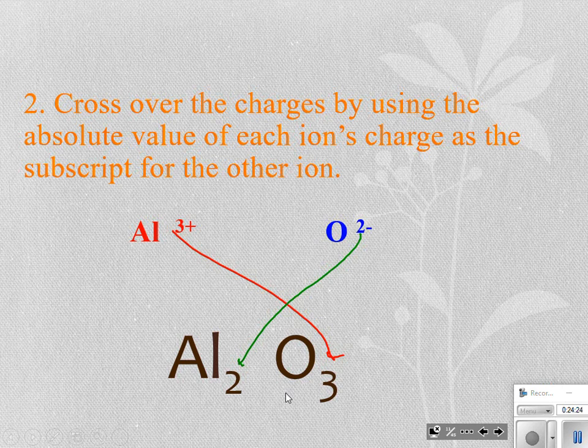Now, this is the crossover method. I don't like using that, like I said. What I do is I just look at those charges here, and I see a 3 and a 2, and I say, okay, what's my lowest common multiple? 6. I take them both to 6s. So I know that I'm going to need 2 aluminums to get to 6, and I'm going to need 3 oxygens to get to 6. That's the way I like to do it, but the crossing over method can be beneficial. There we got the crossovers there.